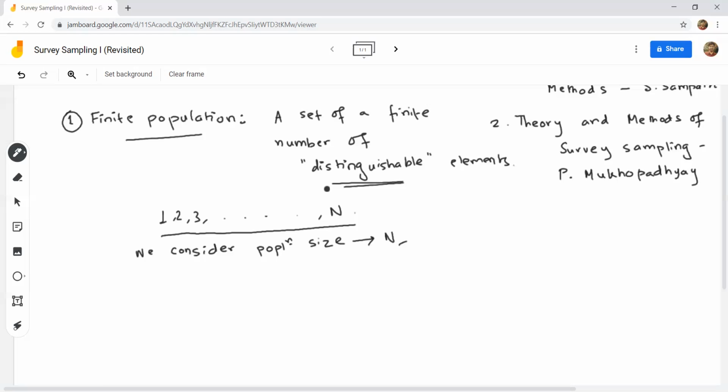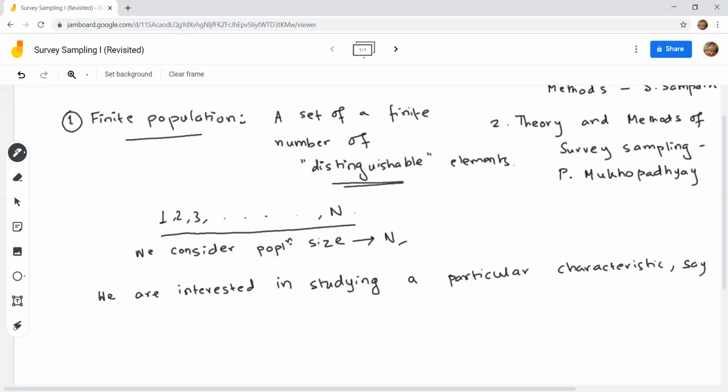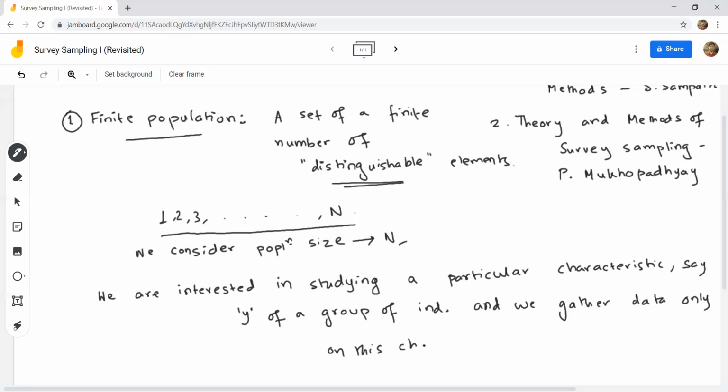So basically, we are interested in studying a particular characteristic, say y, of a group of individuals, and we only gather data on this characteristic under study.